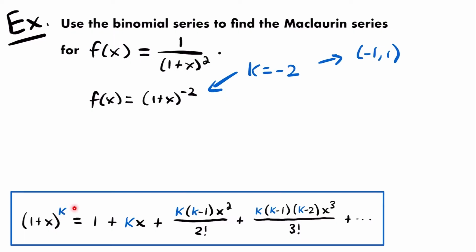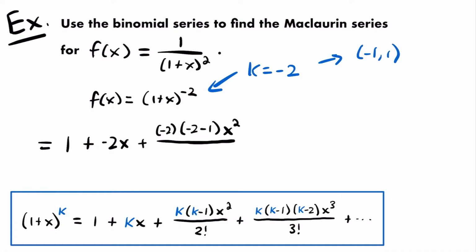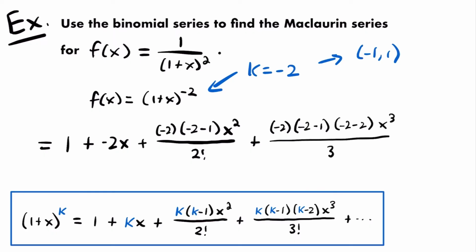So in this case, k is -2, so our function will be equal to 1 plus -2 times x, right? We have 1 plus k times x. Then we're going to add this to k, which is -2, times -2 minus 1, or k minus 1, times x squared divided by 2 factorial. Then we'll add this to k, which is -2, times -2 minus 1, times -2 minus 2 times x cubed. And that will be divided by 3 factorial. All right, and then we can continue to add on more terms from there.